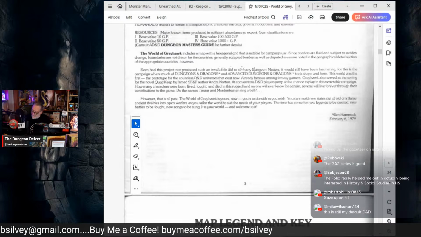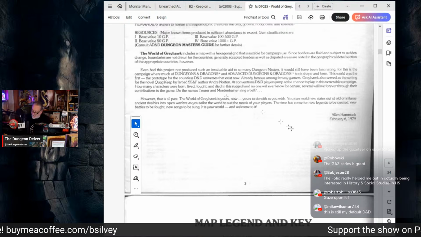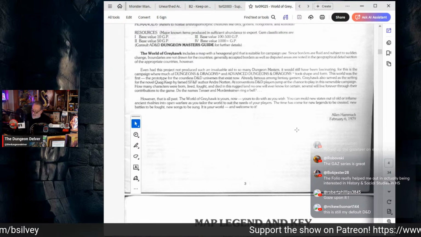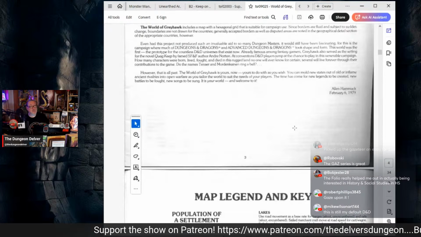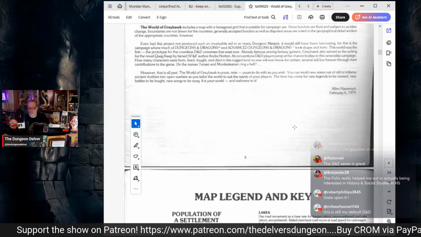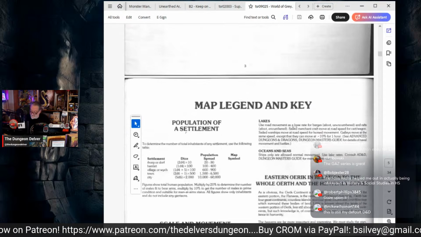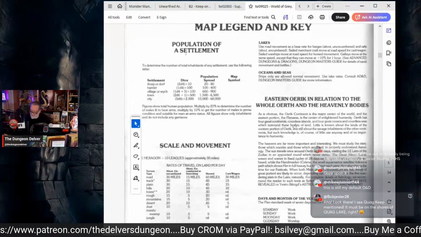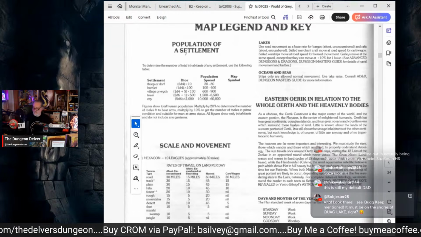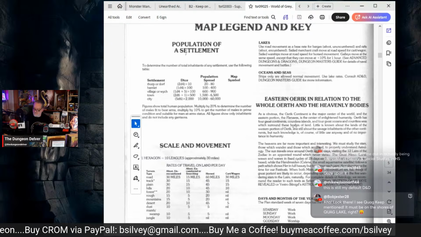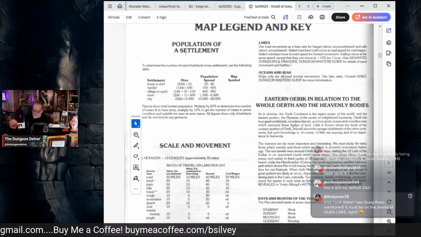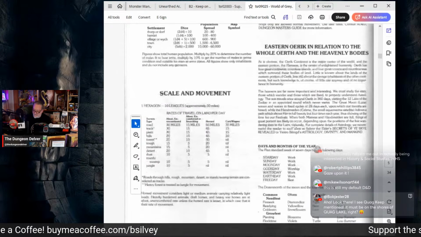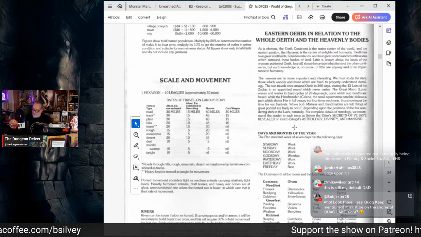This foreword was written, of course, by Gary Gygax, February 6, 1979. So this would have been the 45th anniversary of it that just passed. Now we have settlement populations, if you need to determine that. We have a movement scale.